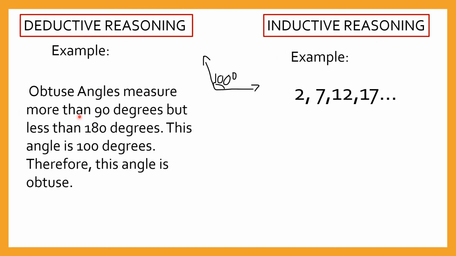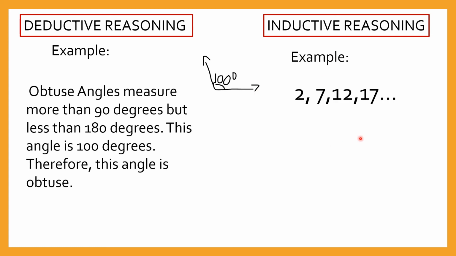Obtuse angles measure more than 90 degrees but less than 180 degrees. This angle is 100 degrees, therefore this angle is obtuse. So look at this argument. Obtuse angle, we know from the fact that an obtuse angle measures more than 90 degrees but less than 180 degrees. And I give a specific example here, and I concluded that this angle is an obtuse angle.